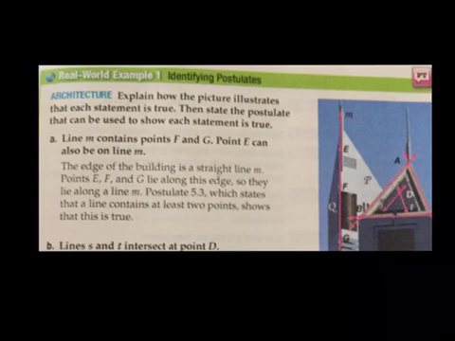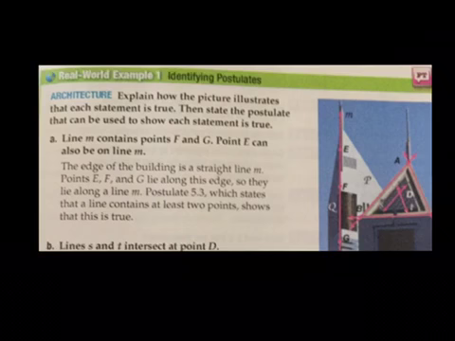Okay, so the explanation. The edge of the building is a straight line M, so this is M. Points E, F, and G lie along this edge, so they lie along a line M. So they're on the line. And don't forget about postulate 5.3, which states that a line contains at least 2 points, and this shows that this is true. A line has to have at least 2 points. It could have 3, it could have 4, it can have 1,000. So E can definitely be on line M. Let's go to another example.